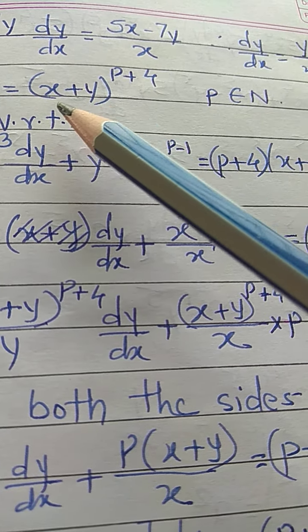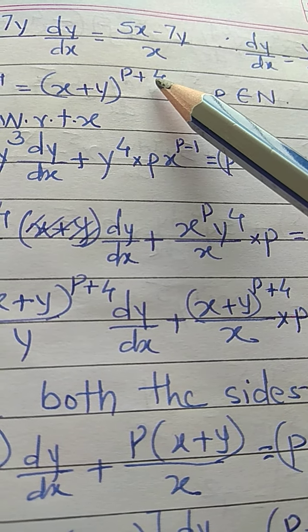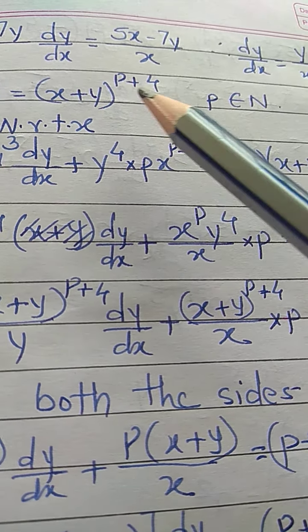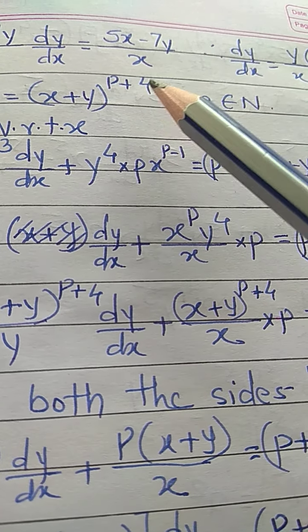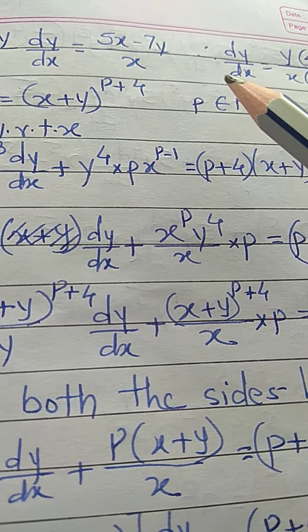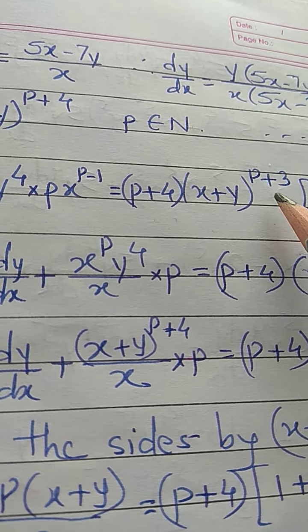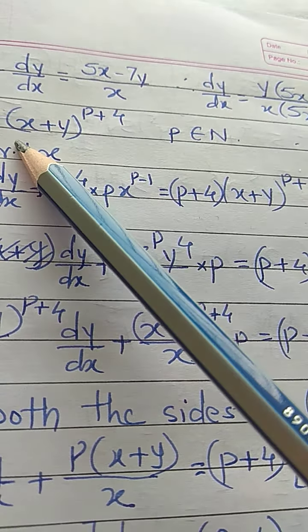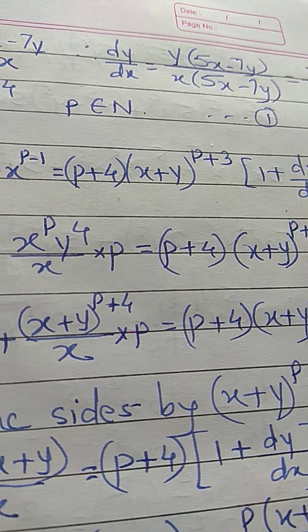Okay. Now this (x plus y) raised to (p plus 4). This p plus 4 will come down. This (x plus y) raised to power will get decreased by 1. Then it will be p plus 4 minus 1, which will give you p plus 3. Okay. Now derivative of this x plus y is 1 plus dy by dx.